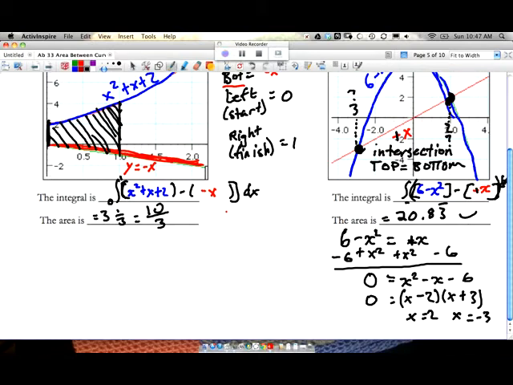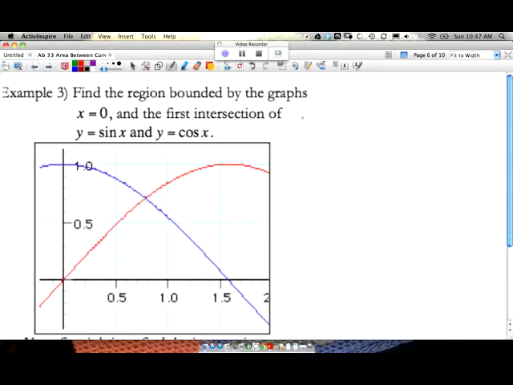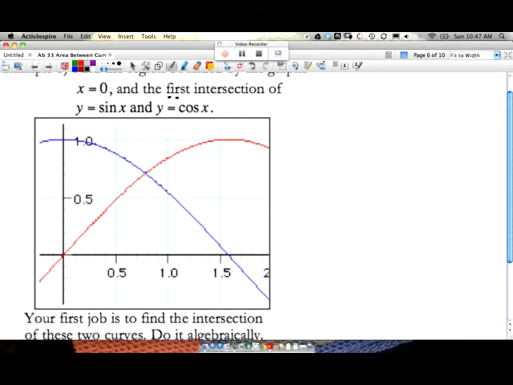Check done. All right. Next, let's keep going with this. Find the region bounded by the graphs x equals 0 and the first intersection of y equals sine of x and y equals cosine of x. Okay, so the first intersection, where does that mean? That's x equals 0 is the left. So this is the left side. Here's our left boundary. But then right here is that first intersection, is the right.